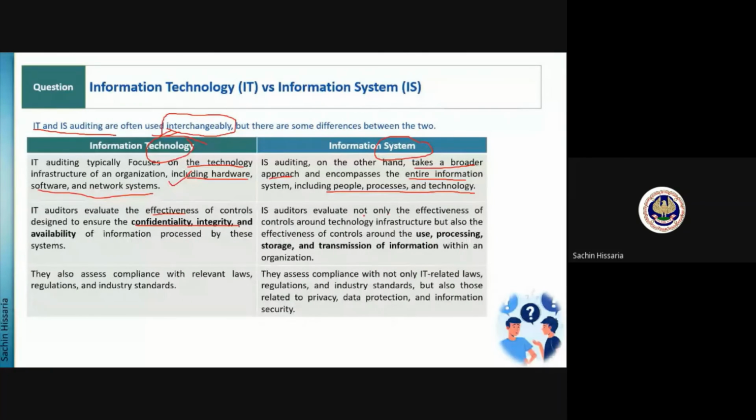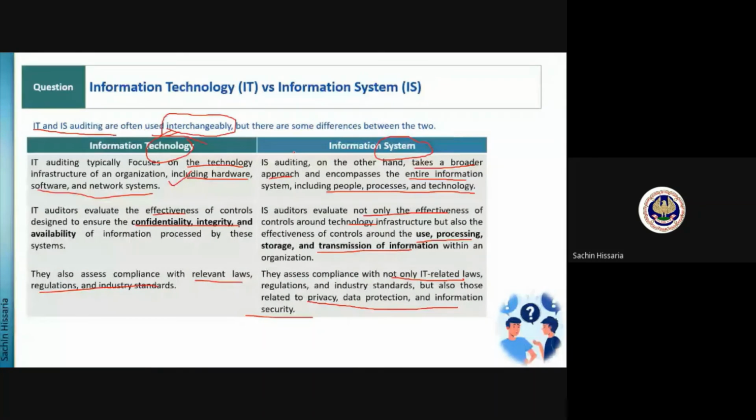But as an IS auditor, we evaluate not only the effectiveness of control around the technology infrastructure, but we will also check the effectiveness of control for the use, processing, storage, and transmission of information within the organization. So it is a broader approach as compared to the technology audit. In information technology audit, generally we assess the compliance with the relevant laws, regulation, and industry standard. However, in information system audit, our assessment is not only restricted to the IT related laws and regulation, but we also check some other aspects like privacy, data protection, and information security.